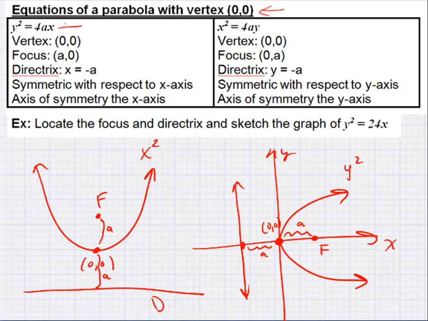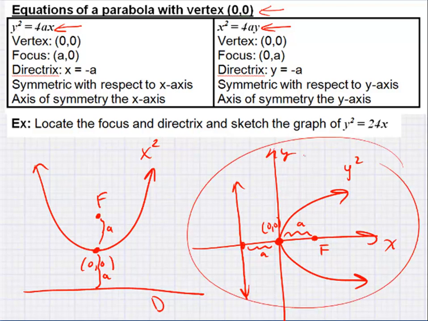There are two equations. One which is y squared equals 4ax, the other one is x squared equals 4ay. Now with these equations here, these are the general forms for the equation of a parabola. The y is squared in the first one, which gives me this picture. The x is squared in the second one, which gives me this picture. The vertex in both of them should be at 0, 0.